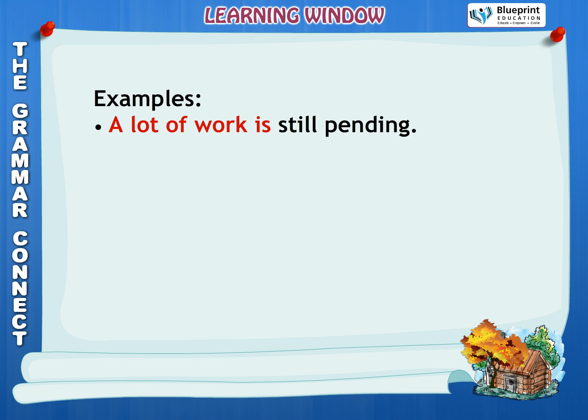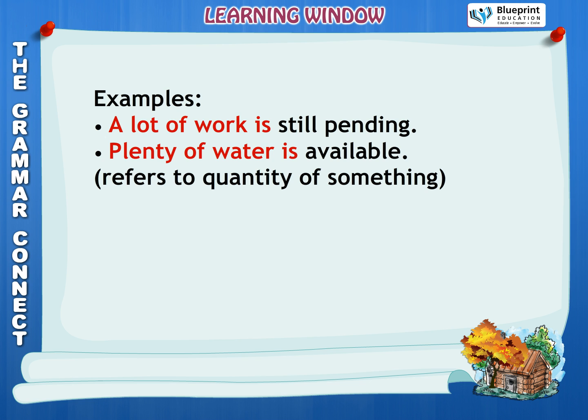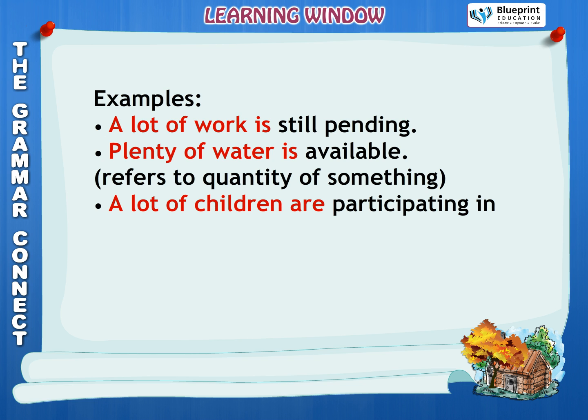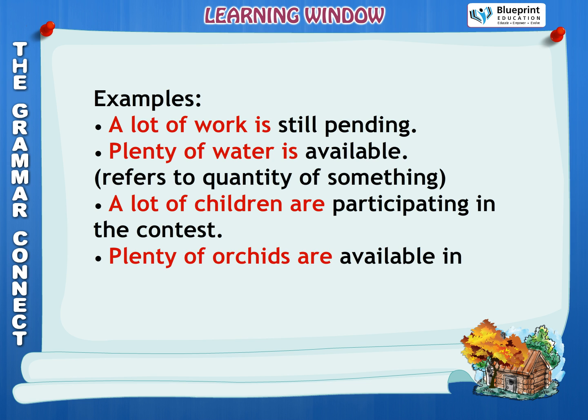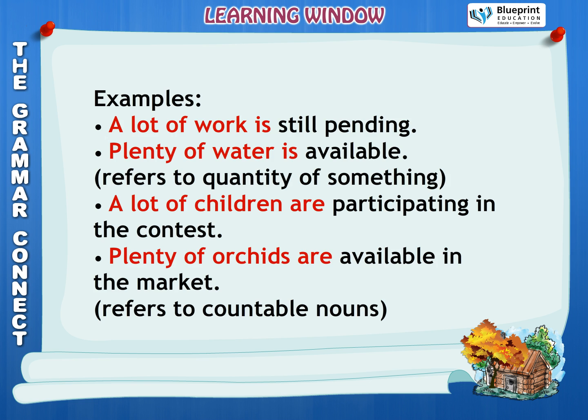Examples: a lot of work is still pending. Plenty of water is available refers to quantity of something. A lot of children are participating in the contest. Plenty of orchids are available in the market refers to countable nouns.